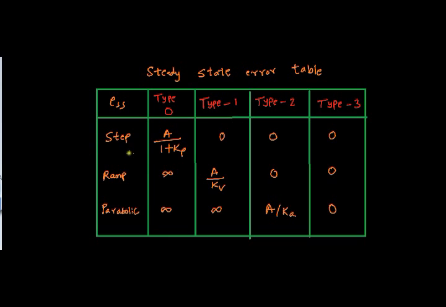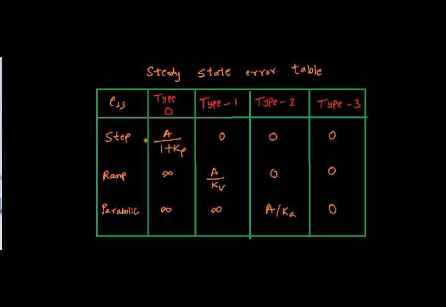Okay, so as you can see, for step input and for type 0 control system, the steady state error will be constant, and for any higher values of type, that is type 1, type 2, type 3, the steady state error will be 0. And the same way, if the input is ramp and the control system is of type 0, then the steady state error is infinity. Okay, so you can relate that.